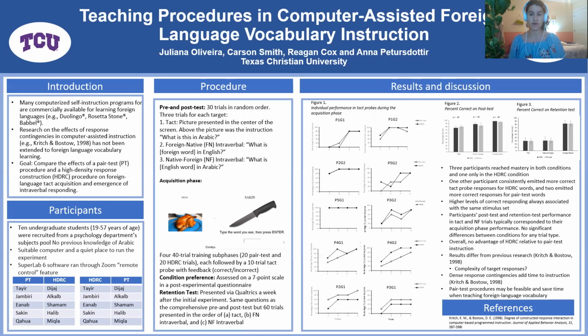So overall, we found no advantage of the HDCR instruction relative to a pair test instruction when teaching foreign language vocabulary. Pair test learning is less time consuming than typing a response in each trial. So practically speaking, the results suggest that the pair test procedure may be a feasible way to conduct vocabulary instruction if time is an important variable.